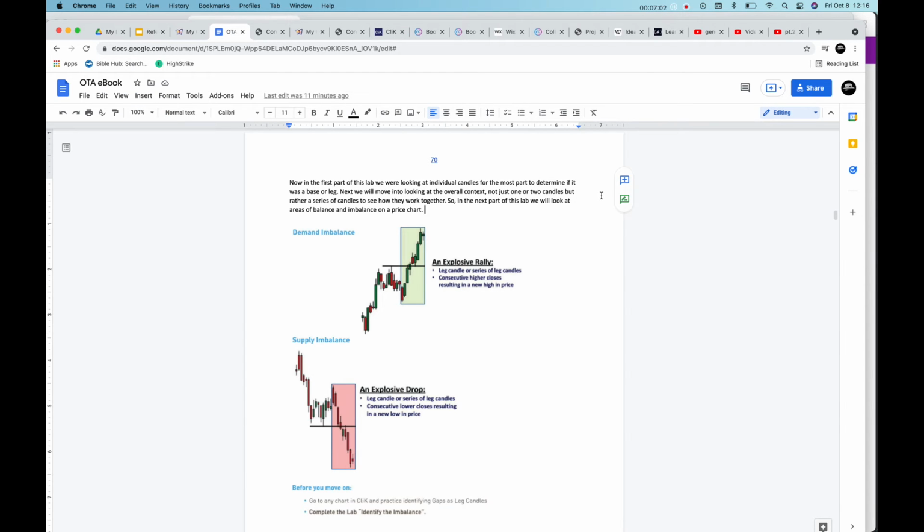All right, now in the first part of this lab, we were looking at individual candles for the most part to determine if it was a base or a leg. Next, we will move into looking at the overall context, not just 1 or 2 candles, but rather a series of candles to see how they work together. So in the next part of this lab, we will look at areas of balance and imbalance on a price chart.